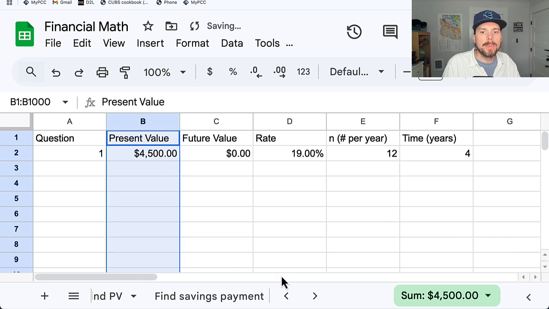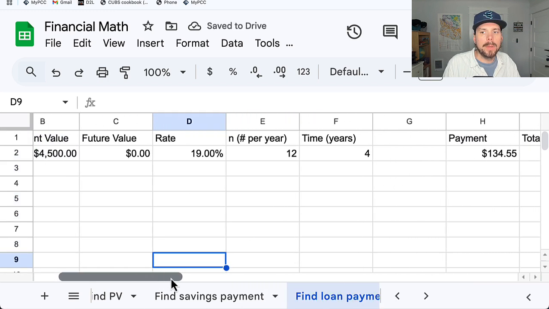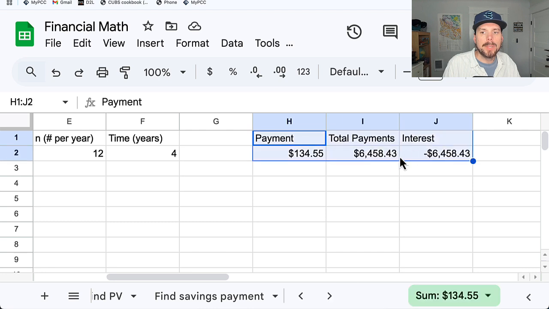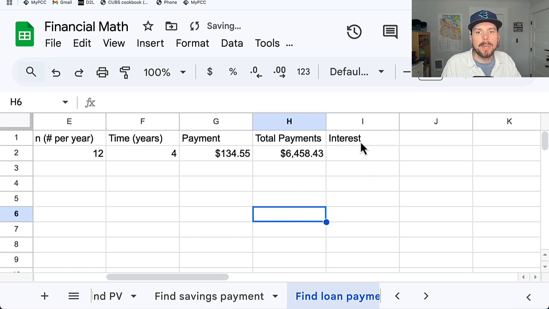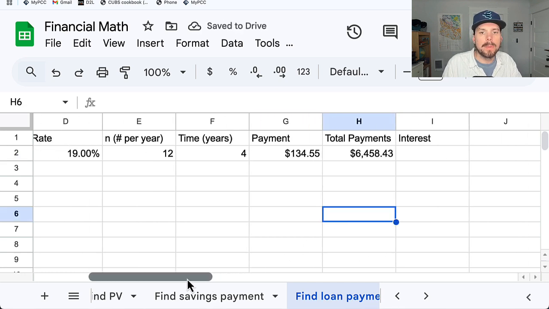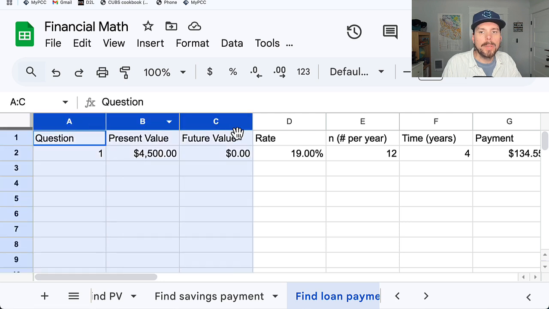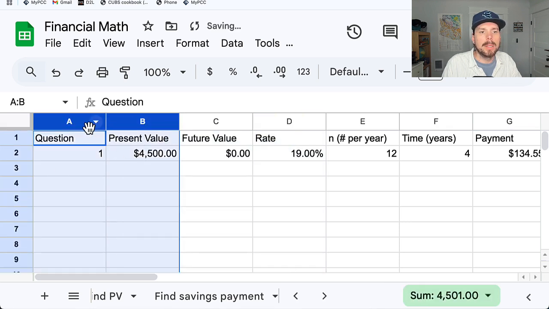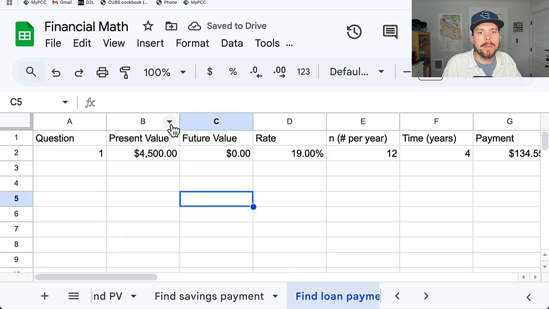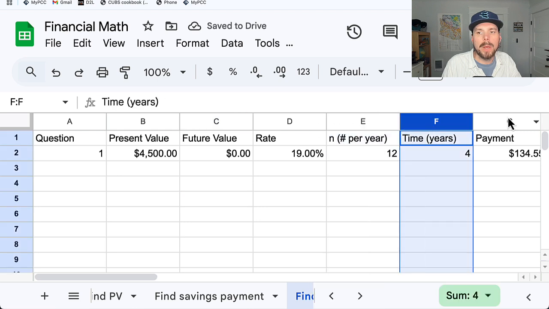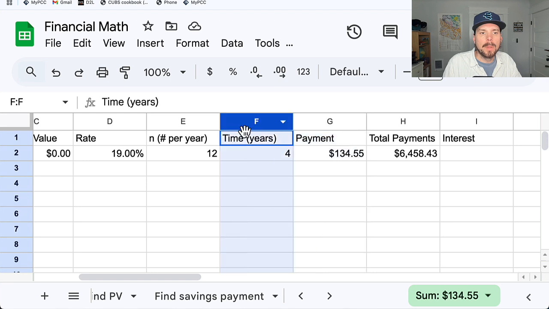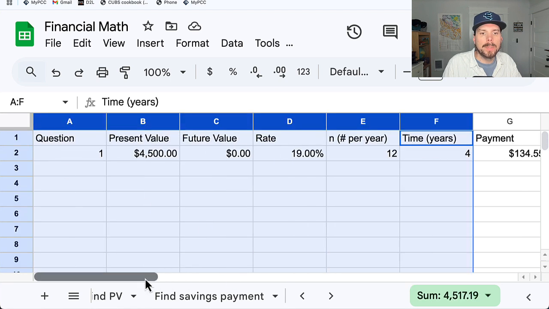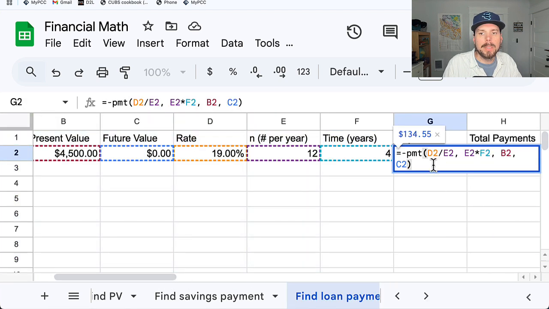Now, if you're starting from scratch, that's okay. I'll show you exactly what you need to set it up. I'm just going to move these over. I'll remove interest because that one's actually incorrect. It can't be a negative interest. That's only going to work for savings, not for the loans. So what you need if you're starting from scratch is these same columns: present value, future value, rate, and time, payment, total payments, and interest. The first several columns are all inputs, and then our payment is PMT.